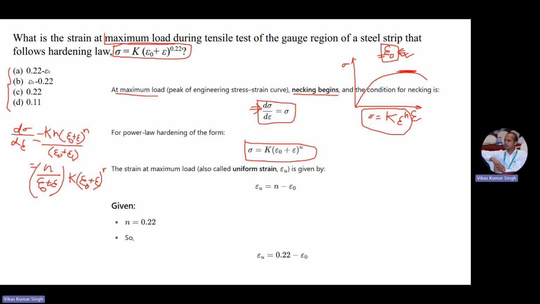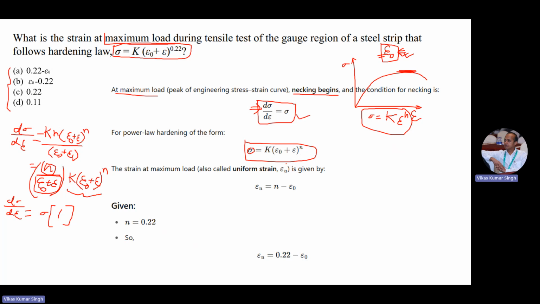So this term is nothing but your sigma only. So we can write this one as sigma into this term, sigma into this term. And at necking, when necking begins, that is the maximum strain condition, at that case this term is equal to this term, so this will be 1. So that's why here it is directly written: d sigma by d epsilon is nothing but sigma. So this formula is coming from there.